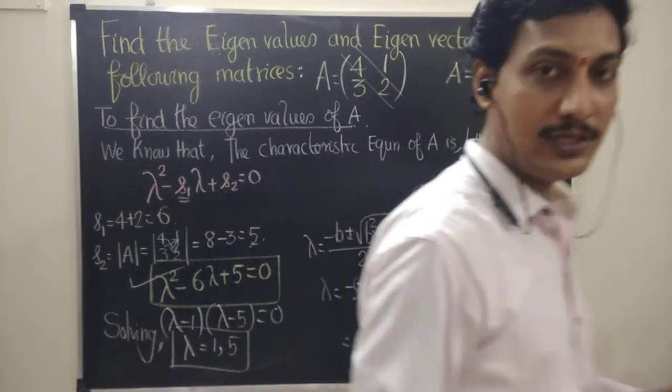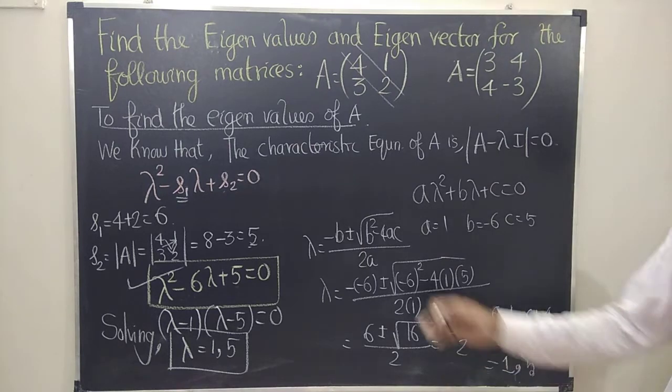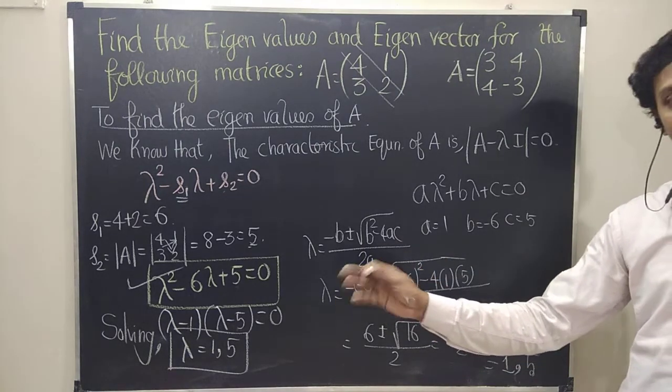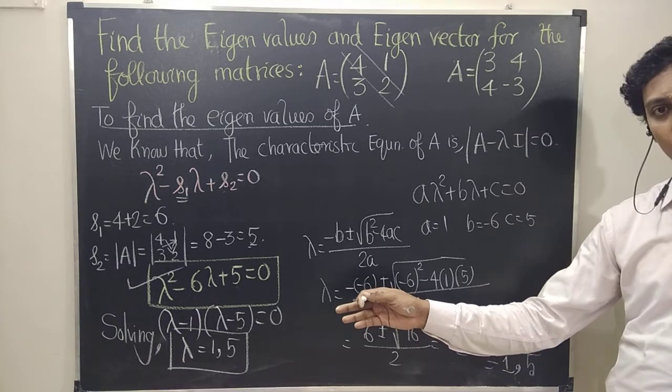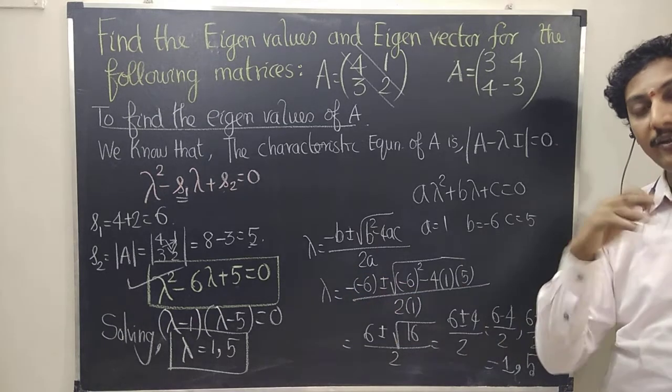Now, how many eigenvalues do you have? 2. What are they? 1 and 5. Now, what are the corresponding eigenvectors? What are the corresponding eigenvectors to these lambda values 1 and 5?